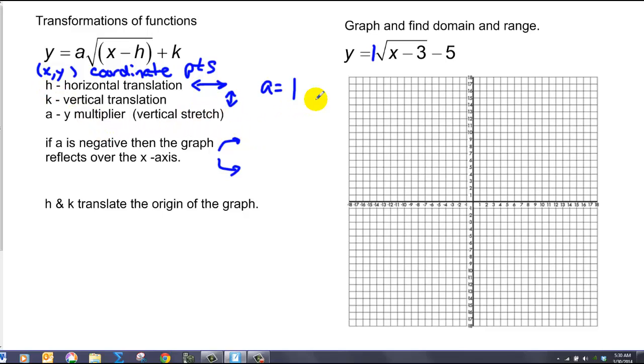My h value follows the subtraction sign in the radical, so my h is 3, and my k value follows an addition sign outside of the function. Well, I don't have an addition, I have a subtraction, but I know that's the same as adding the opposite, so k must be negative 5.